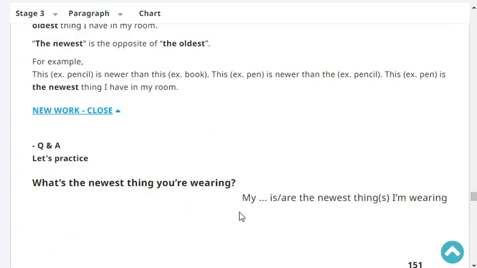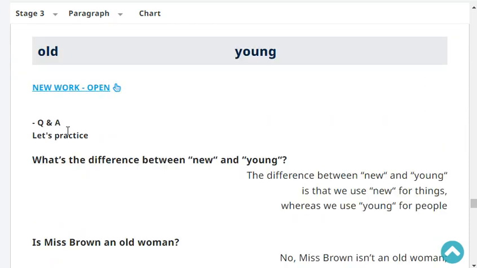Let's practice. What's the newest thing you're wearing? Your blouse, your pants, your watch? My blouse is the newest thing I'm wearing. Very good.